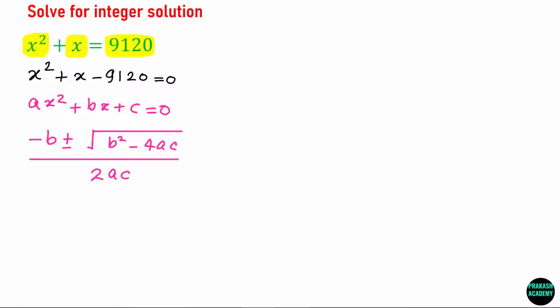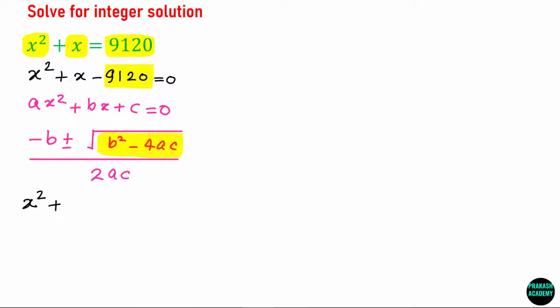So you can use this formula, but the only problem you will have, if you start using this formula, is that this number will be a huge number because you have c as 9120. Taking a square root of that number without using a calculator will be a difficult task. So we will use the method of factorization to solve this problem. So let us try to solve using the method of factorization.